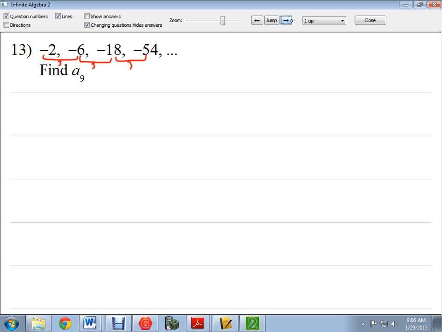So if we're going to do a geometric sequence, we need to use the geometric sequence formula. a sub n is equal to a1 times the common ratio to the n minus 1 power.